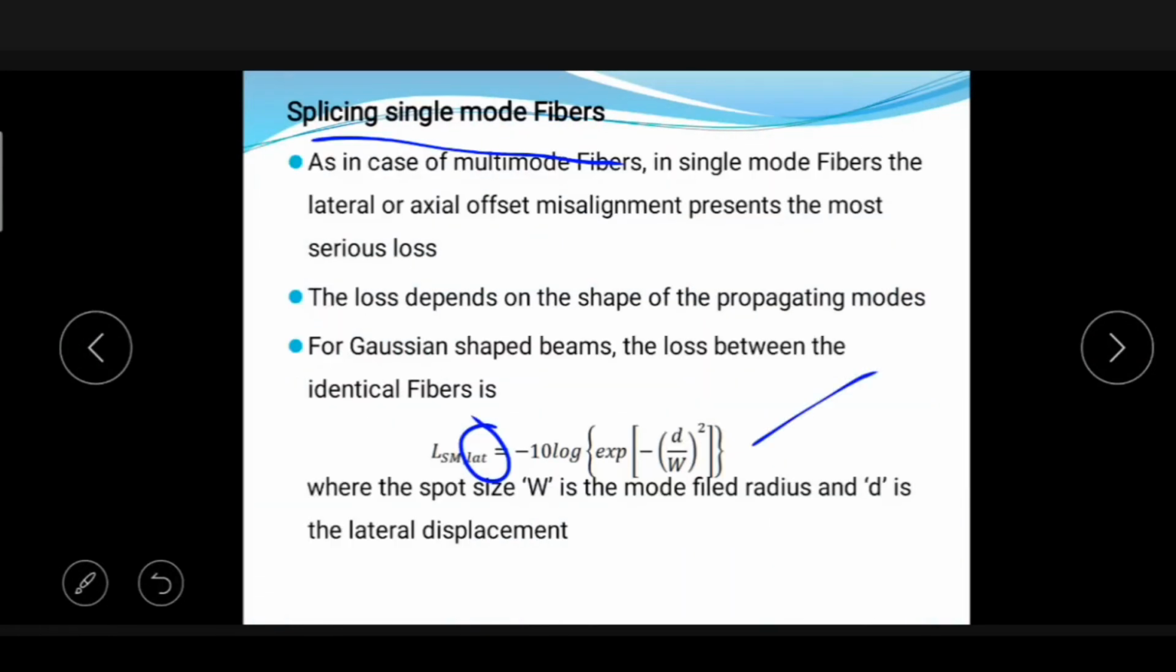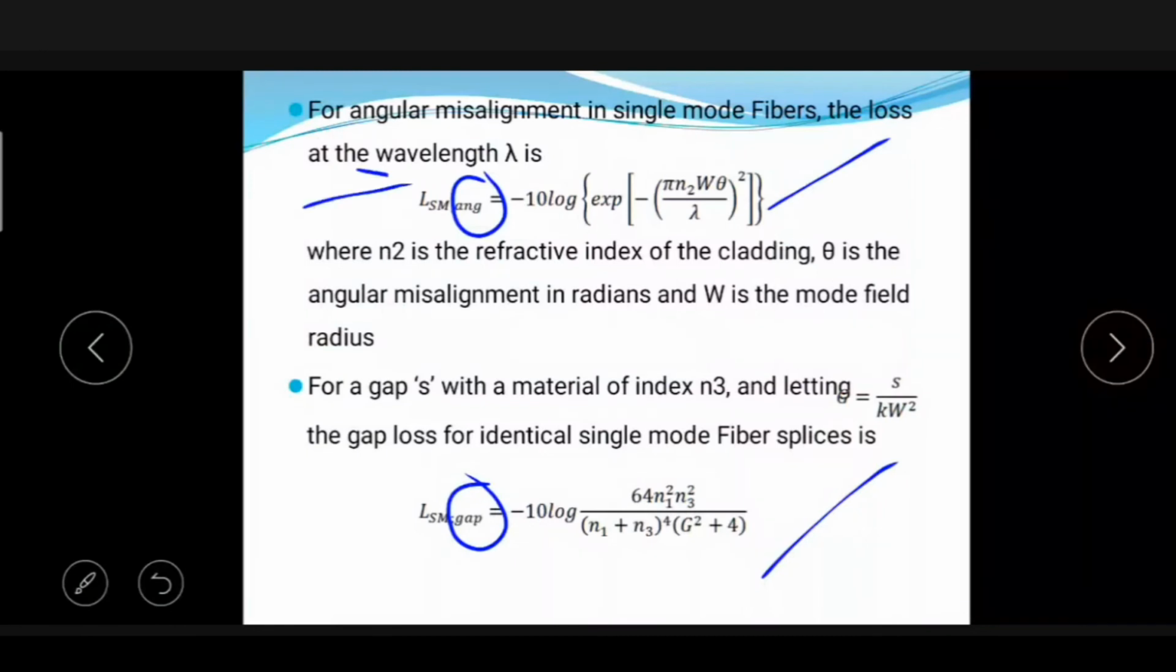So splicing single mode fibers, we should know what is loss. Okay, again, don't go in detail with this. It's not required from the examination point of view, but you should know that there is a loss. Lateral, there is angular, there is a gap or a lateral longitudinal misalignment. This occurs due to splicing.